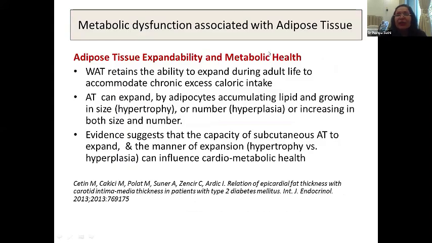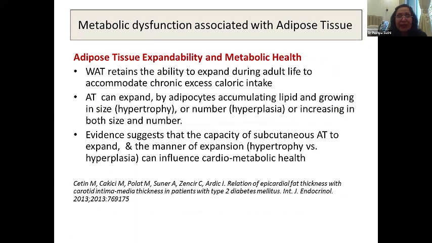The metabolic dysfunction associated with adipose tissue, which is very important. Adipose tissue expandability and metabolic health. Here, one point which is very important to know is that the white adipose tissue retains the ability to expand during adult life to accommodate chronic excess calorie intake.